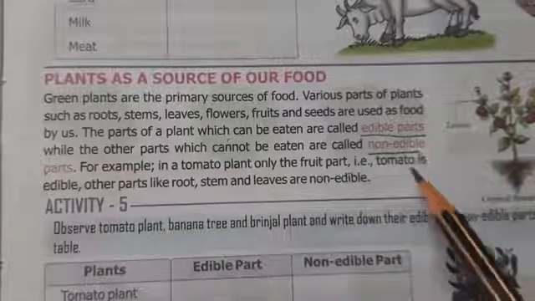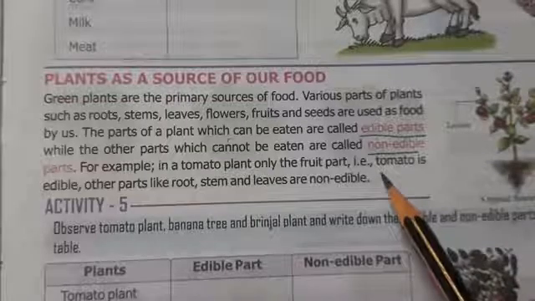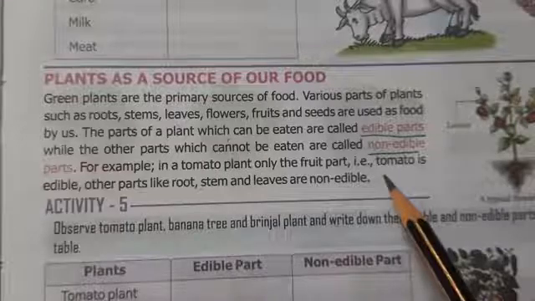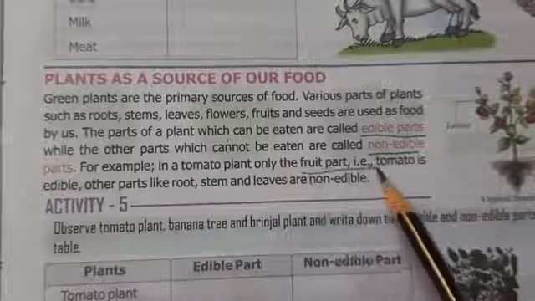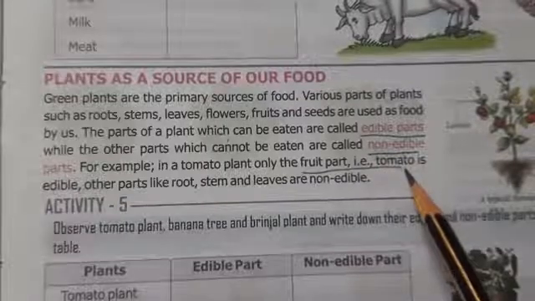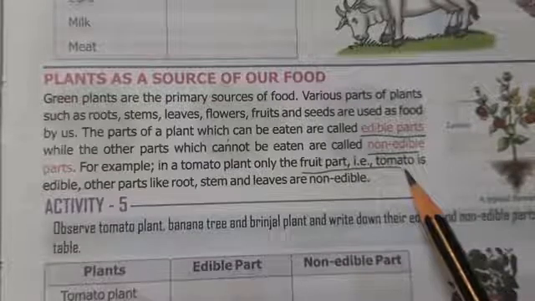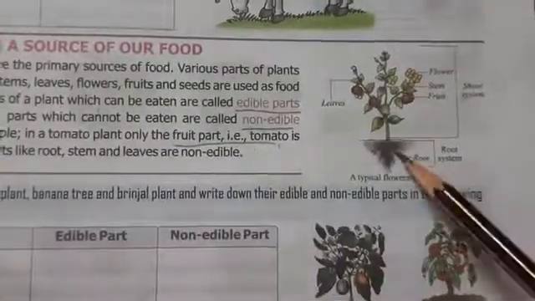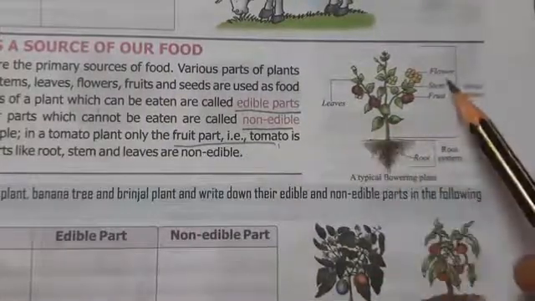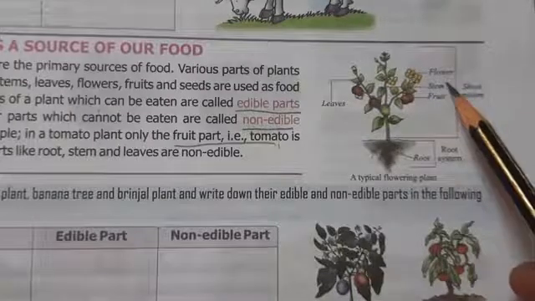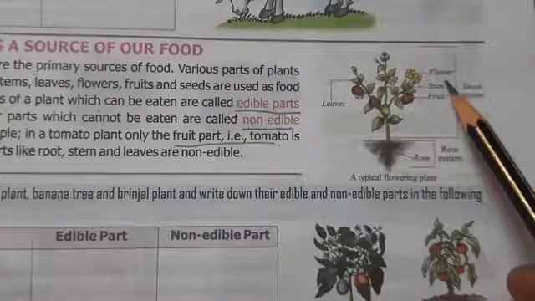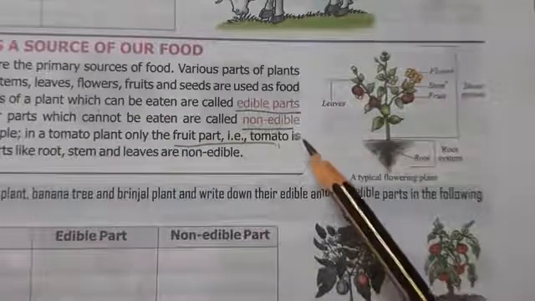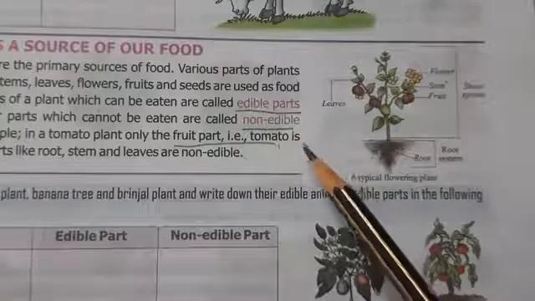For example, in a tomato, which part of the tomato do we eat? In a tomato, the part that we eat is the fruit. So the fruit is the edible part, whereas the other parts of the tomato, for example, the roots, the leaves, the stem, all these are non-edible parts. Clear, children? I hope it's clear. Edible parts means the parts that we eat, and non-edible parts means the parts that we do not eat.